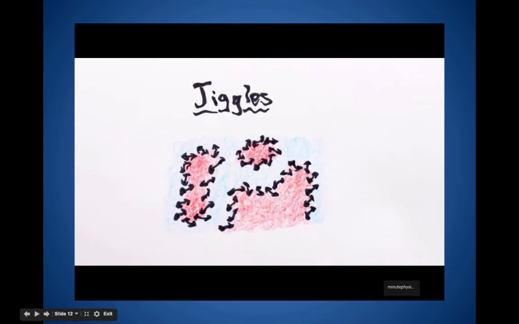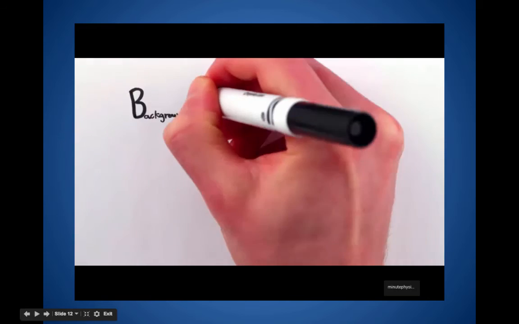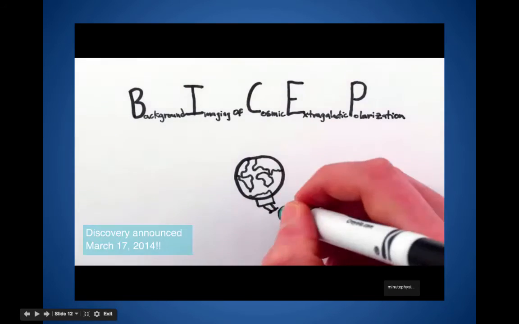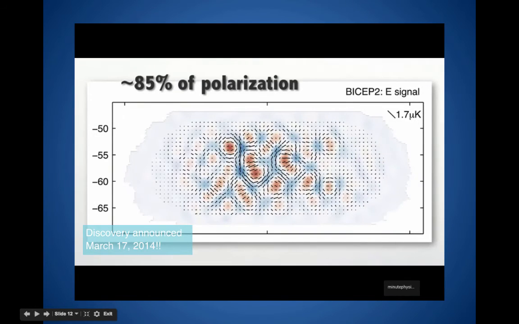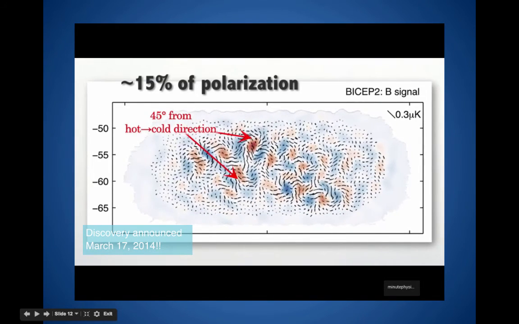And by jiggles, I mean the stretching and squeezing of space due to gravitational waves passing through. Anyway, starting with the results from the BICEP telescope at the South Pole, we see that while a majority of the polarization came from clumps in the early universe, about 15% of it seems to come from jiggles. And these jiggles are a big deal.